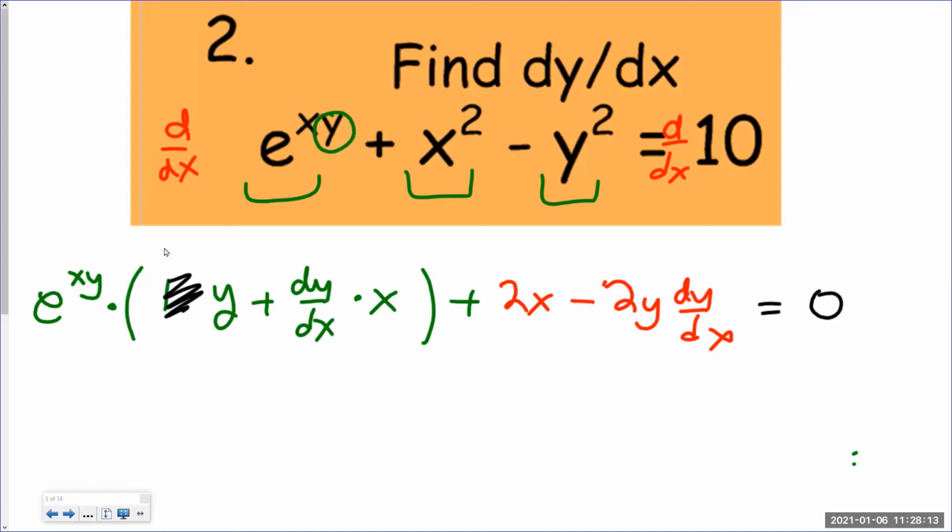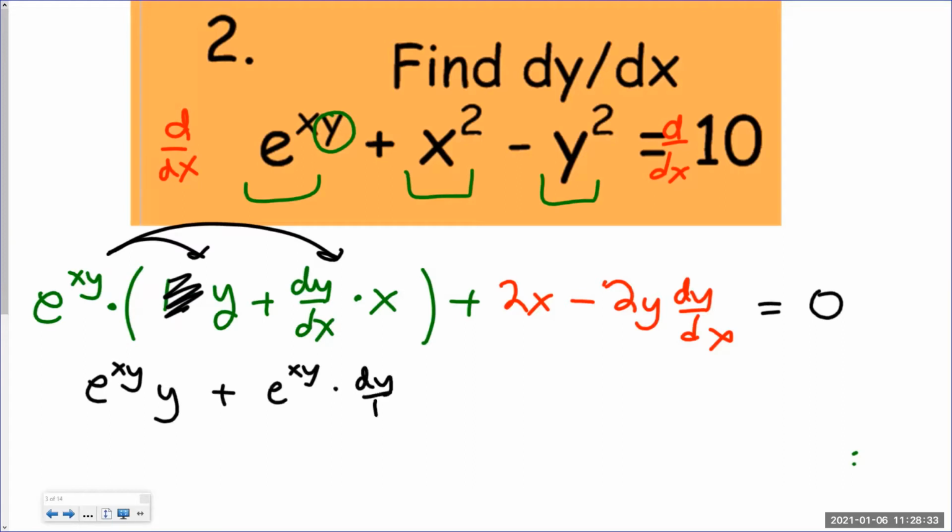And to pull the dy dx out here, it's kind of a weird thing, but in order to make things simpler, I'm actually going to have to distribute, because this dy dx can't be pulled out unless I distribute. So when I distribute, I get e to the xy times y plus e to the xy times dy dx times x. Do you guys see that? Okay, you just multiply them all together, but you can't really do anything, so you just put them next to each other, plus 2x minus 2y dy dx, which is equal to 0.